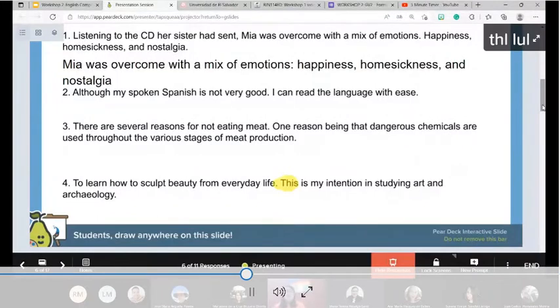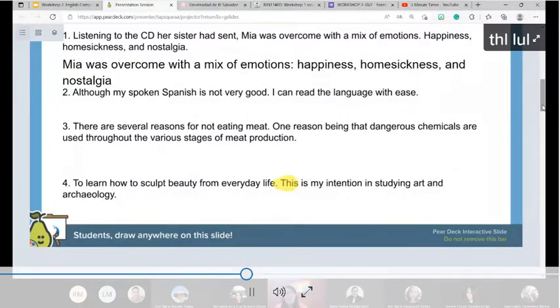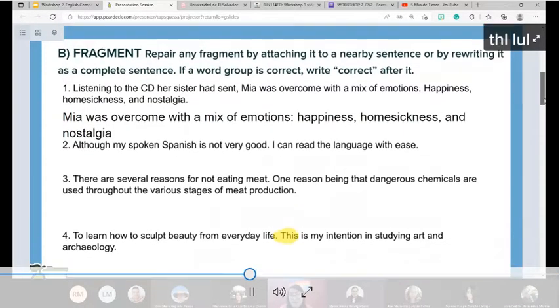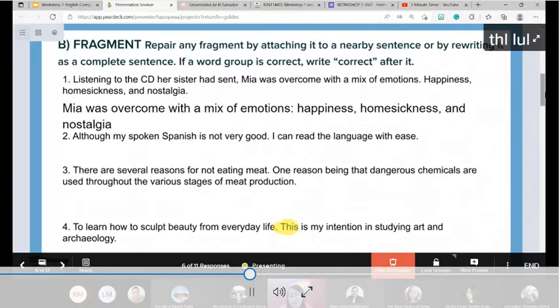To learn how to sculpt beauty from everyday life is my intention in studying art and archaeology. Basically, at the very beginning, we do not have a sentence, which means that we are lacking a verb. And if we delete the period, we will have a verb right next to the fragment that we have at the very beginning of this sentence. So, what is a fragment? Now that you have seen the exercises and some of the answers, what a fragment is.